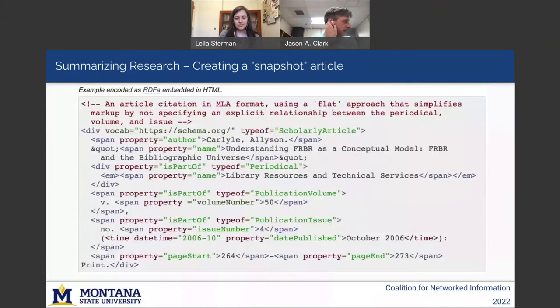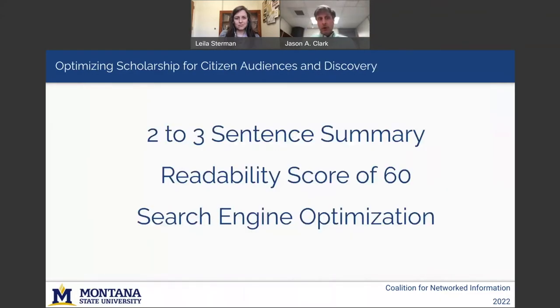So that's just kind of behind the scenes of how we would connect the expression of that schema vocabulary with the actual text sources and the snapshot. And this was our overall goal: a 2 to 3 sentence summary, a readability score of around 60, which is about high school level, and then that snapshot article re-envisioned in a highly optimized HTML that could be found by commercial search engines.